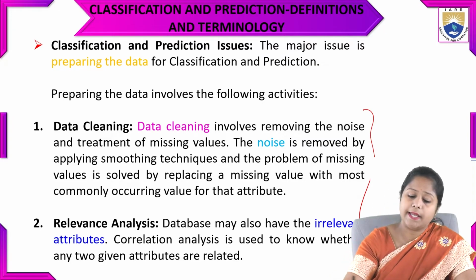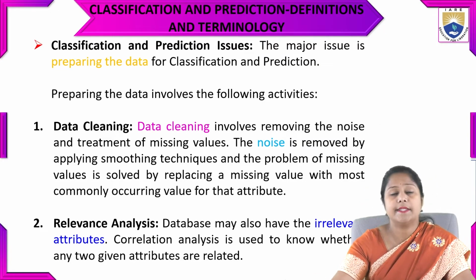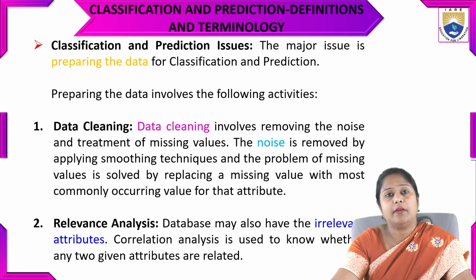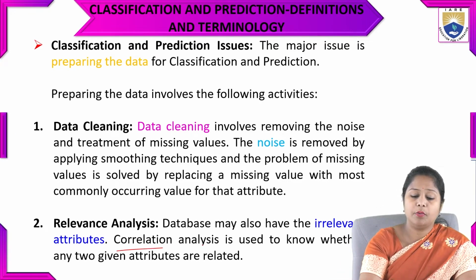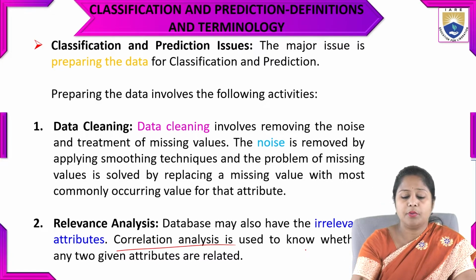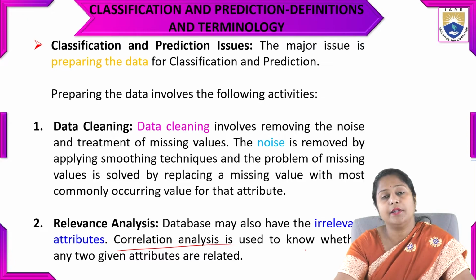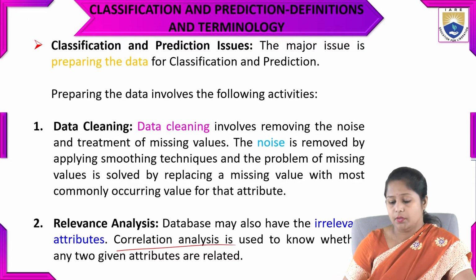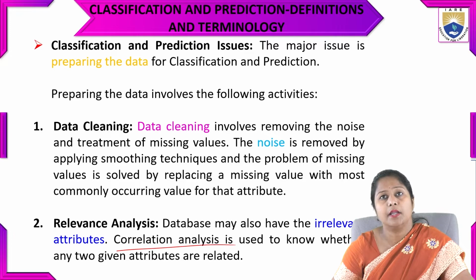Second is relevance analysis. In relevance analysis, the database may also have irrelevant attributes. If we are using some data as numeric, and in another record it is used in the form of a string, for that we have to do correlation analysis. It is used to know whether any two attributes are related or not. If they are not related, they will be discarded. So relevance analysis is the second issue for preparing the data.